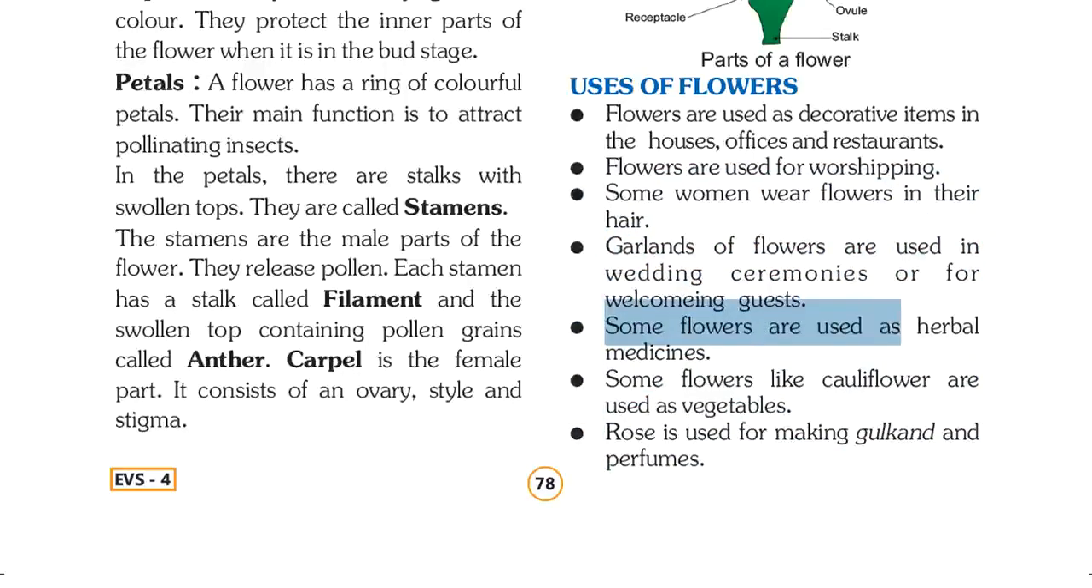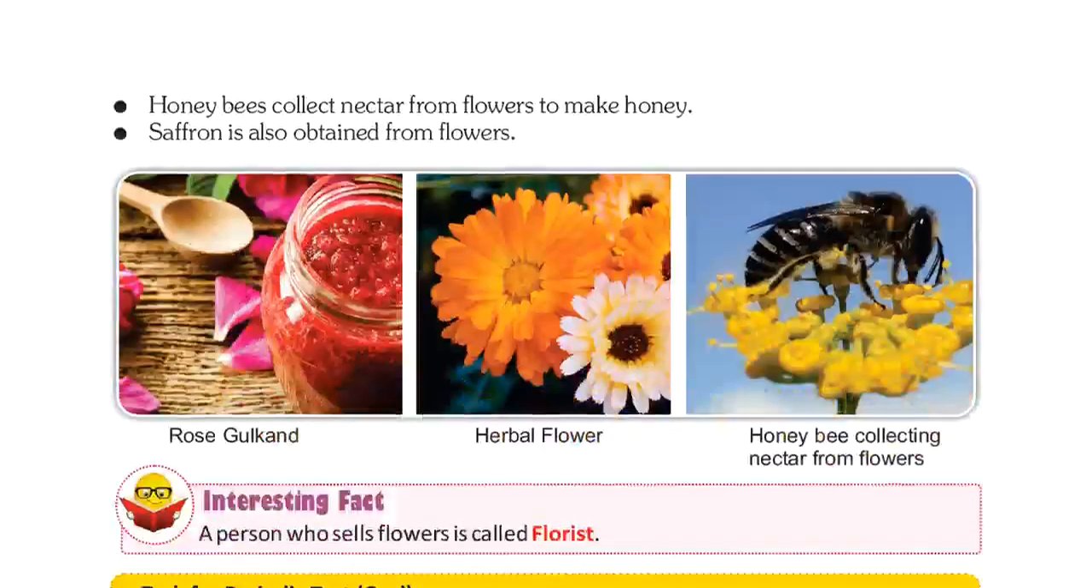Some flowers are used as herbal medicines. Some flowers, like cauliflower, are used as vegetables. Rose is used for making gulkand and perfumes. Honeybees collect nectar from flowers to make honey. Saffron is also obtained from flowers.